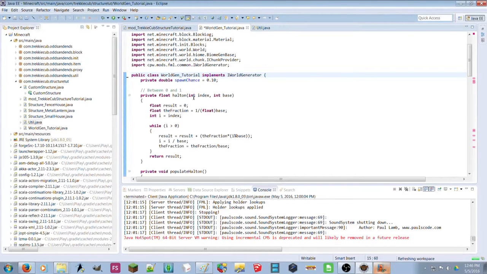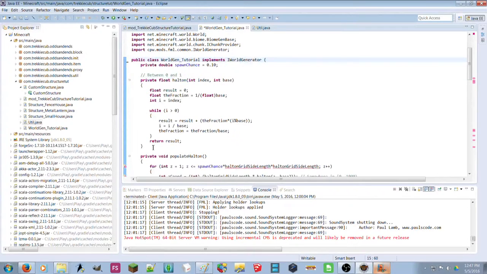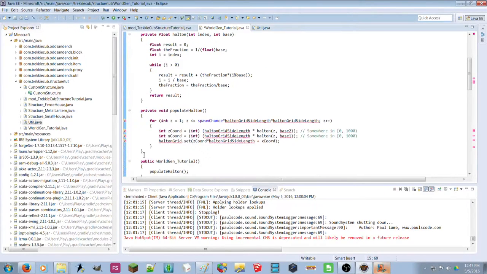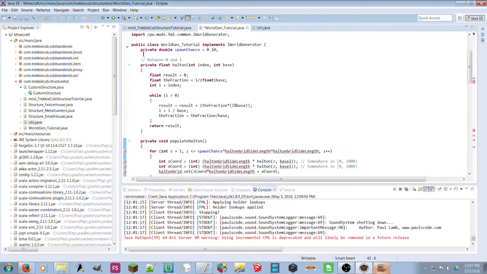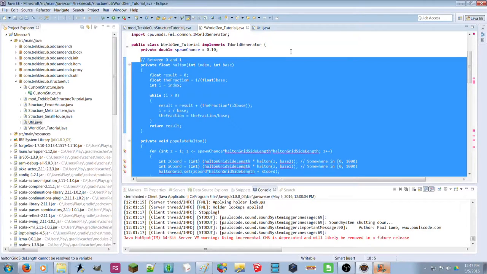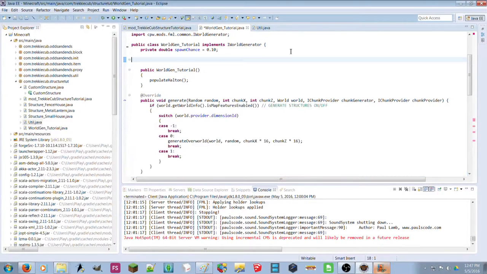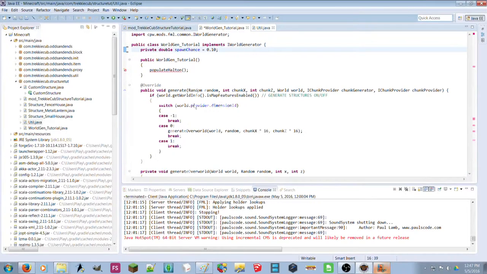Save real quick. You've got a whole bunch of errors in here, but we will get that fixed. Take the populate Halton and Halton functions, copy and delete, and put them in util.